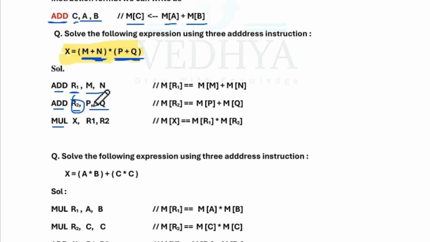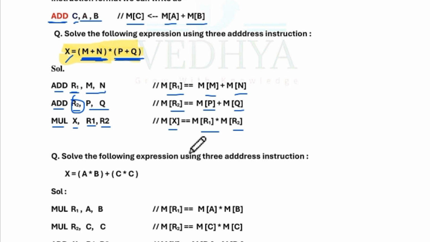Then multiply. What do we have to multiply? This part is R1 and this part is R2. So we multiply R1 and R2 and store it in which variable? Here it is given as the X variable. So store it in X. That means M being an array, the Mth element and Nth element are added and stored in R1 register. Then the Pth element and Qth element are also added and stored in R2. Then R1 and R2 are multiplied and stored in X. I hope you understand.